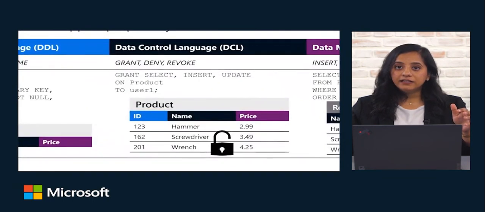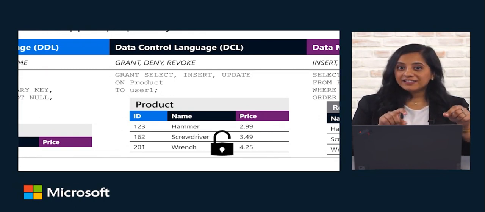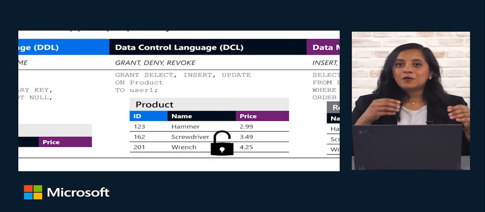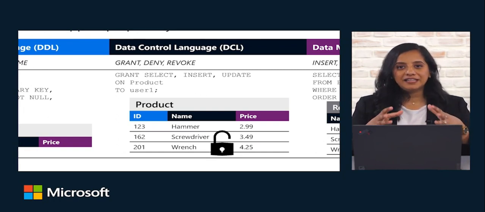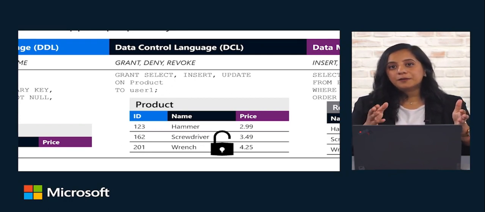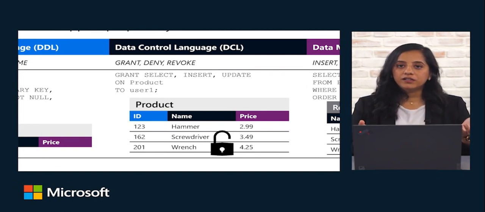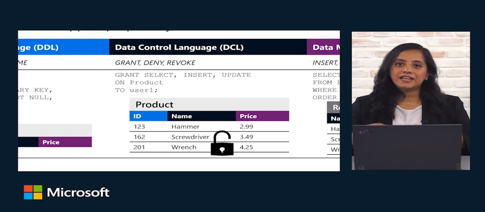is DCL, the data control language. Focus on the control word here and the lock sign on the slide. It is used to manage or control the access to objects in the database. You can grant, deny, or revoke specific permissions for specific users or a group of users. The example on the slide grants the user 1 with the permission to use select, insert, and update statements on the product table. All right?